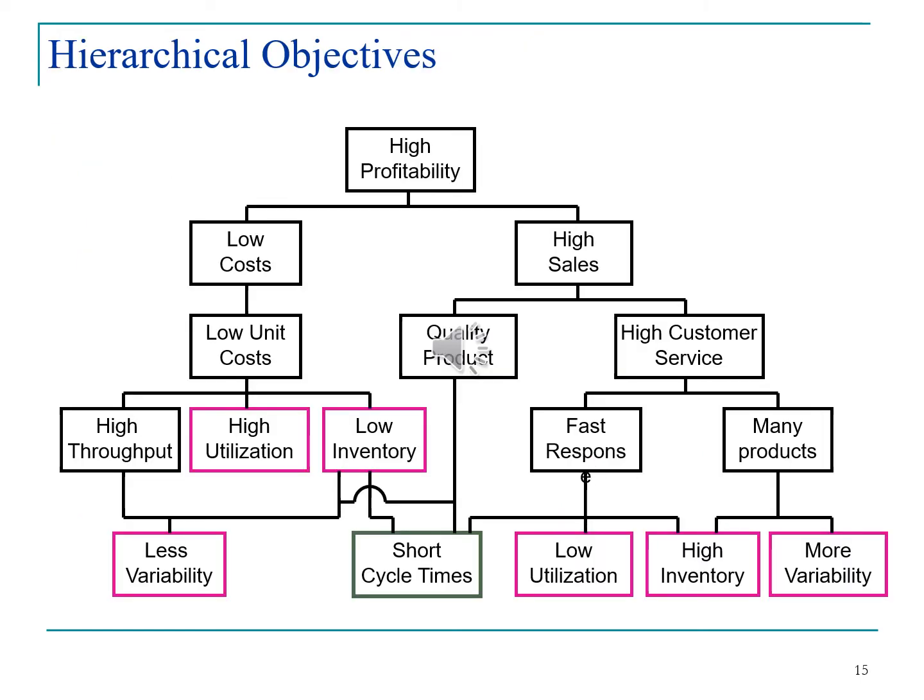So here's an example of what we are trying to represent as hierarchical objectives. As you can see at the top, you have the high profitability, and then you go down and how this translates into the outcomes that you can achieve. For example, if you look at the low unit cost, we can find high utilization, low inventory associated with minimizing the cost, and also less variability.